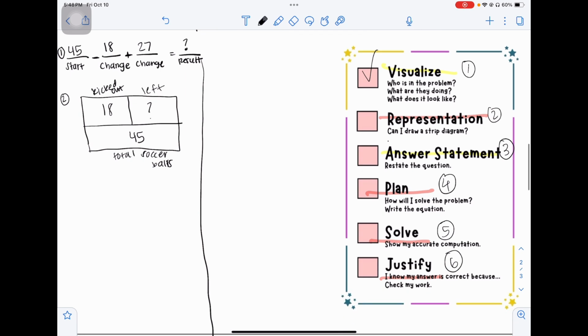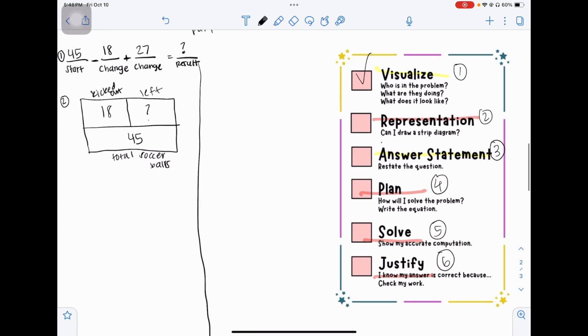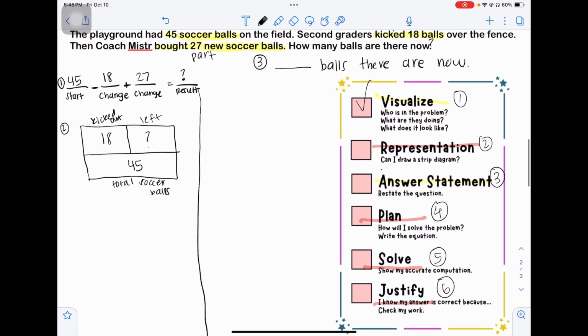So our answer statement is going to be, remember, just one answer statement. We want to know, we're just putting the 3 up there, but we want to know how many balls there are now. Okay, so that's our answer statement for the whole problem. Blank balls there are now. How many are left? Okay, so now we're going to go to plan.